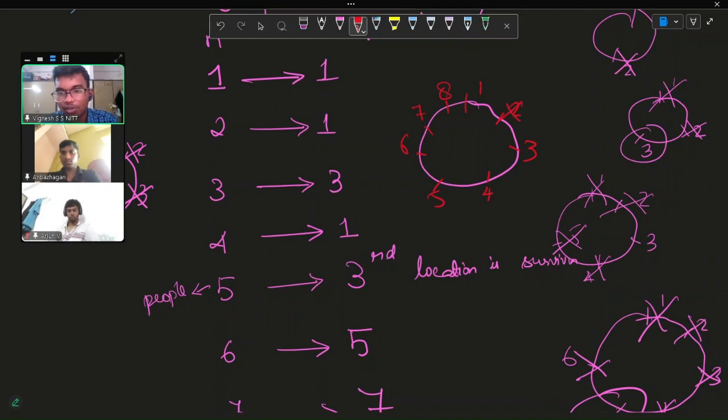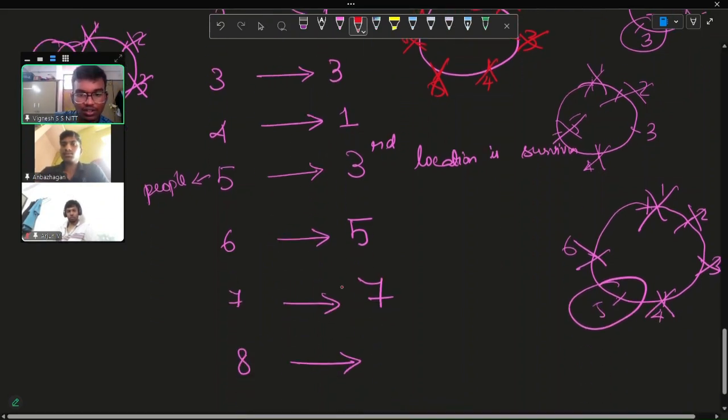So 1 will kill 2, 3 will kill 4, 5 will kill 6, 7 will kill 8. So all the even numbers 2, 4, 6, 8 are eliminated. Now 1 has a sword, so 3 will be eliminated. 5 has a sword, 7 will be eliminated. 1 has the sword, so 5 is eliminated. So 1 is the remaining now.